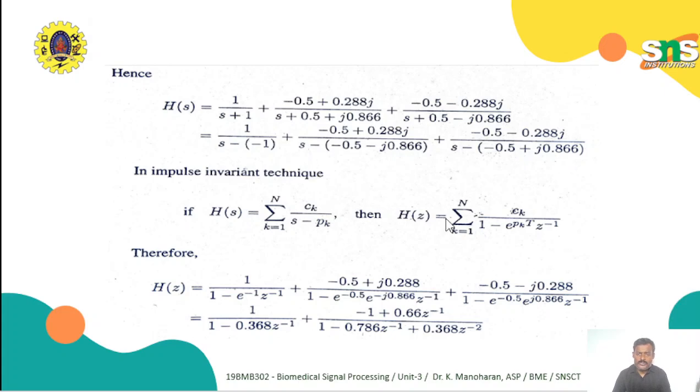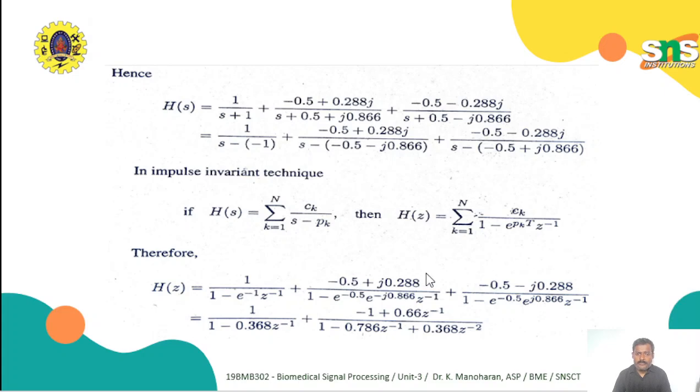Now we can use the formula. We know that H of s equals the sum from k equals 1 to n of c_k divided by s minus p_k. That will be mapped as H of z equals the sum from k equals 1 to n of c_k divided by 1 minus e power p_k T into z power minus 1. So directly take the values and substitute them. You get H of z equals 1 divided by 1 minus e power minus 1 into z power minus 1, this is for the first term.